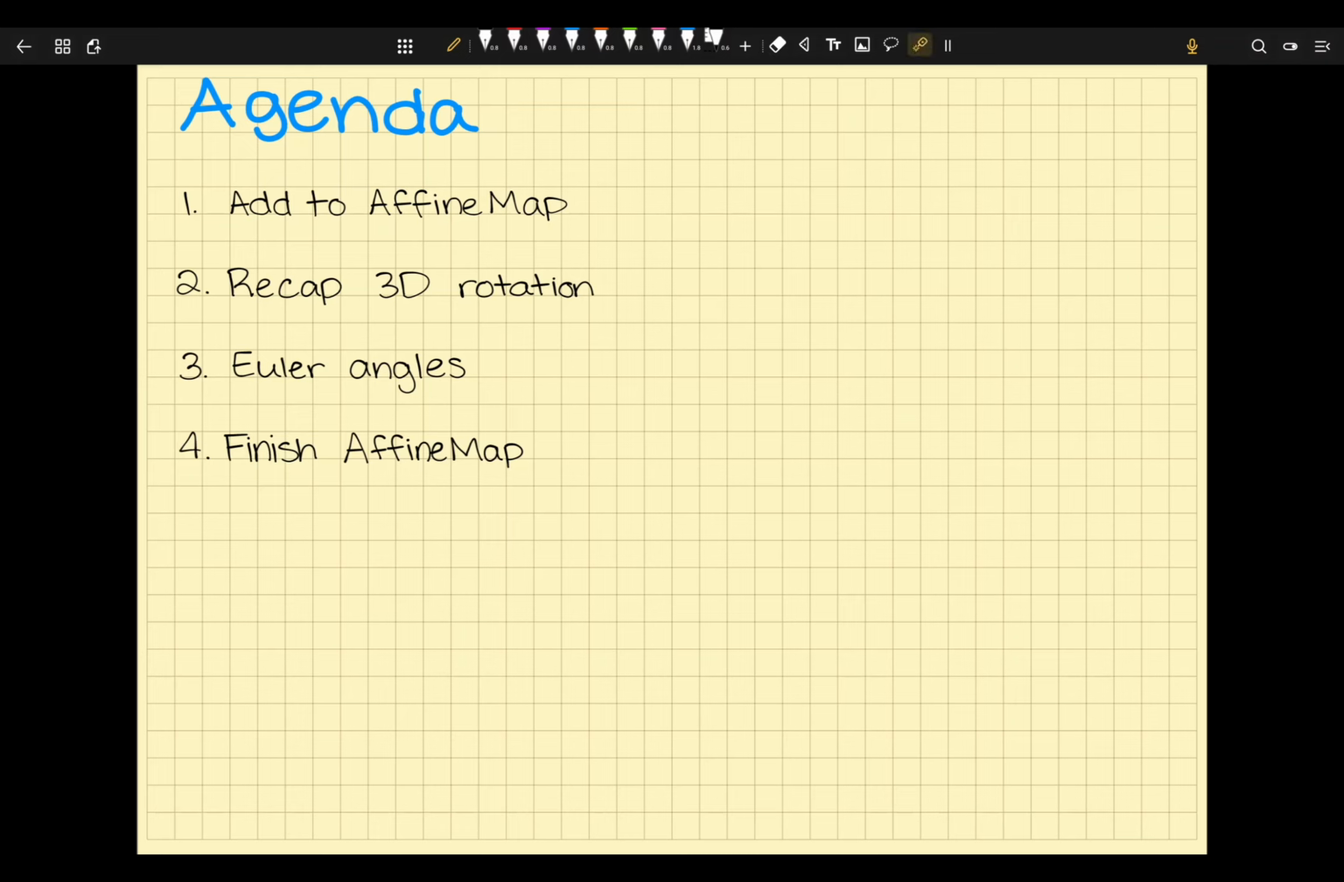I promised a discussion of Euler angles. They won the vote last night over axis angles, which I was a bit sad about because I think my preference is axis angles, but we'll do Euler angles. And then lastly, we're going to implement Euler angles into our affine map, and we'll be done.